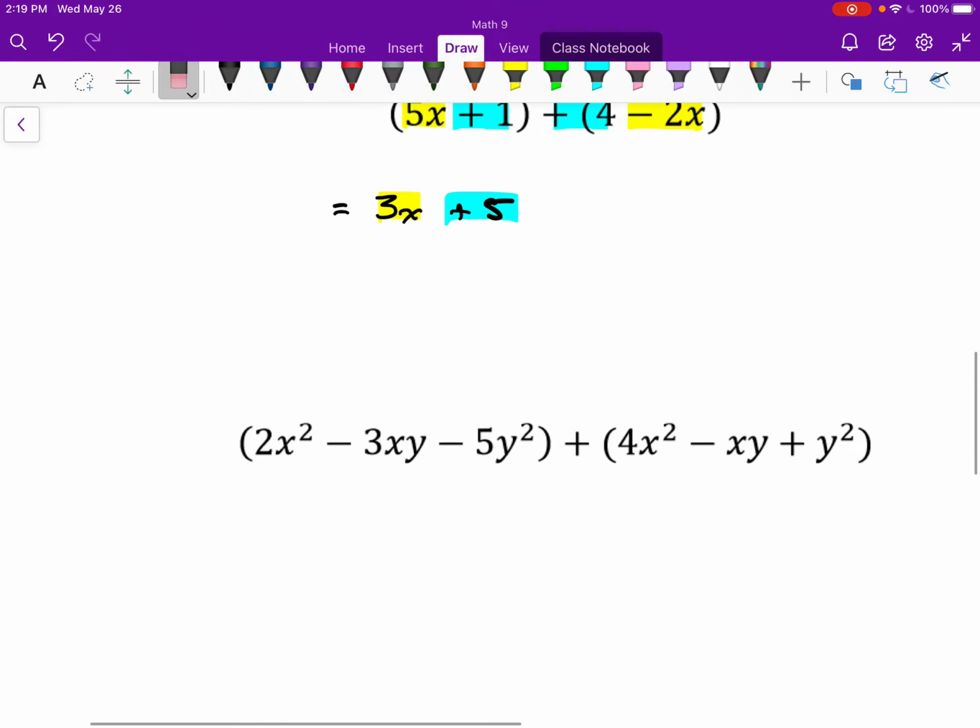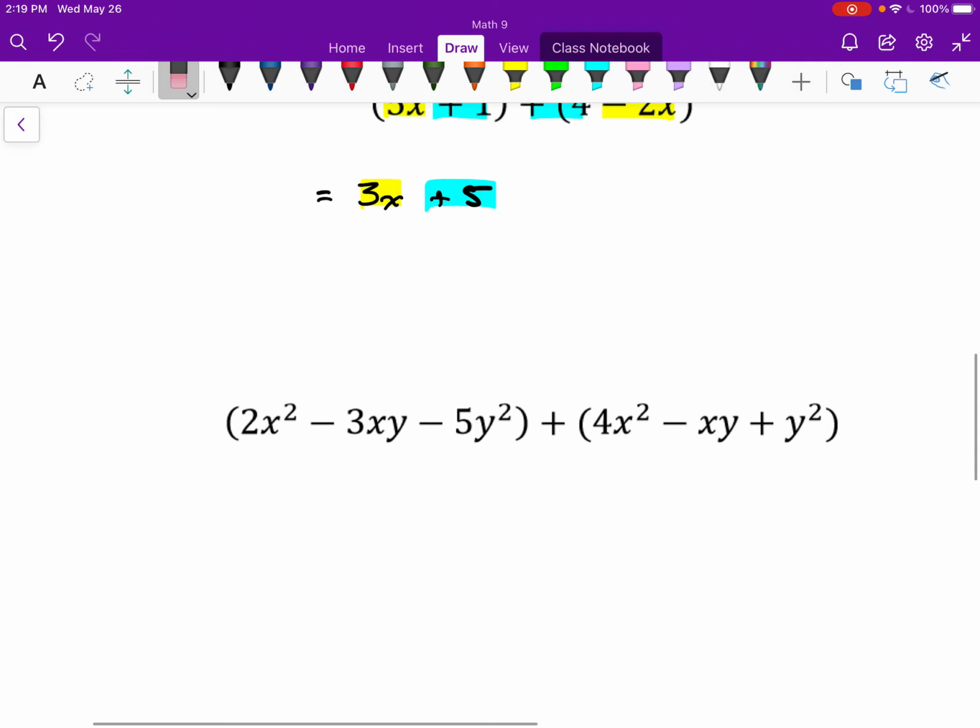All right, so last example here. I just have a few more terms. I have a trinomial plus another trinomial. And again, I just got to look for my like terms. So looking at 2x squared, if I look through this, here's another like term, 4x squared. They both have the same variables to the same power. And I'm adding these. So 2x squared plus 4x squared is 6x squared.